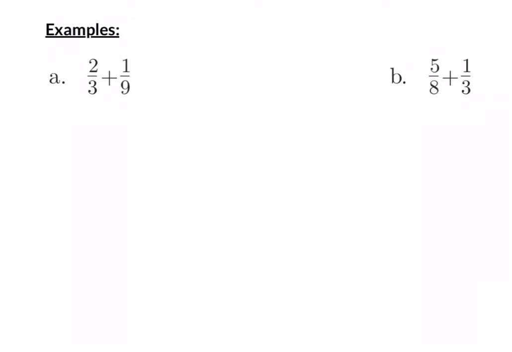Example A. The first thing I want is my LCD. Now if you're saying 3, remember that 3 is the greatest common factor. It is not the least common denominator. We have to be able to multiply to the LCD. I cannot multiply 9 by something and get 3. And so we actually want to go the other direction. My LCD for this one is actually 9.